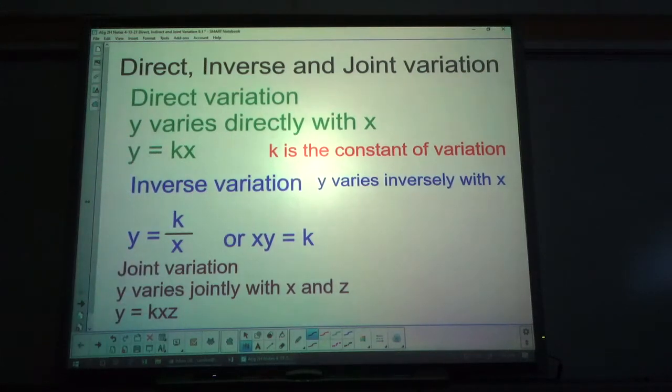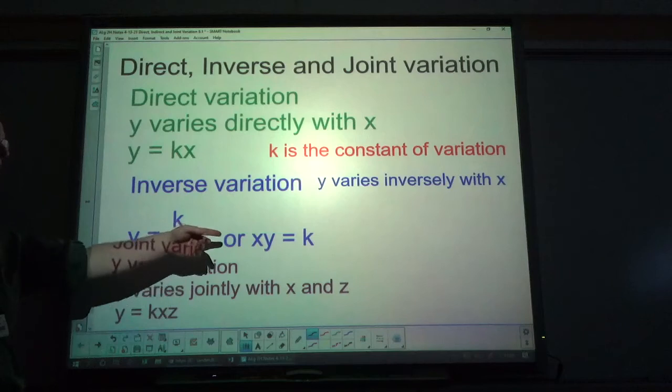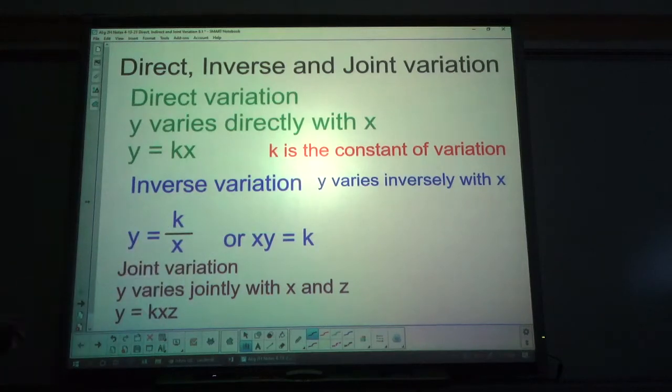Inverse variation: y varies inversely with x. Y equals k divided by x, or x times y equals k. And joint variation: y varies jointly with x and z. Y equals k times x times z.